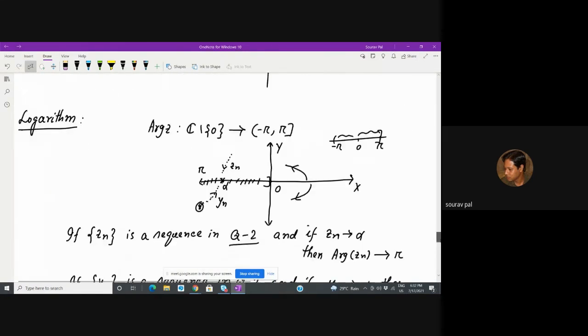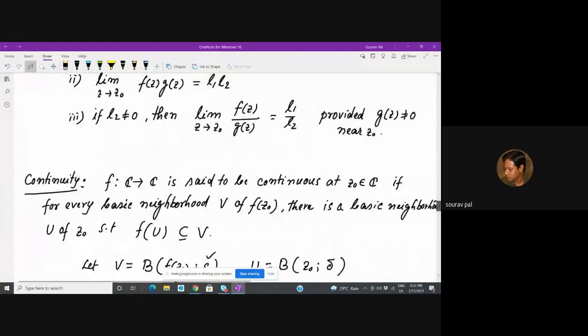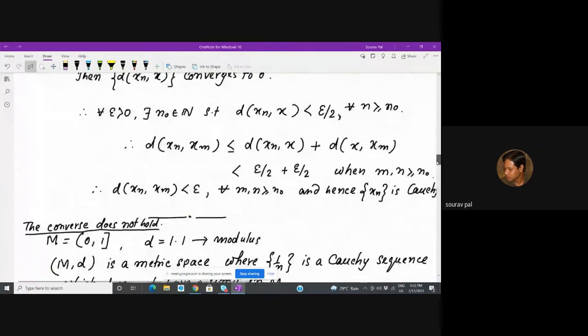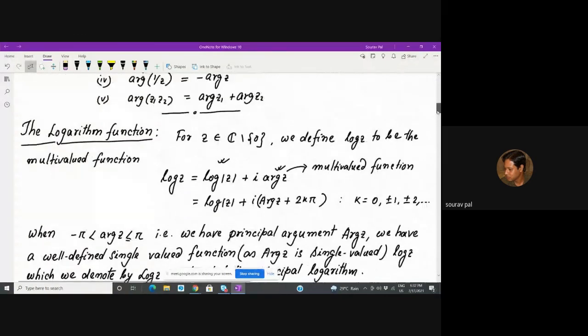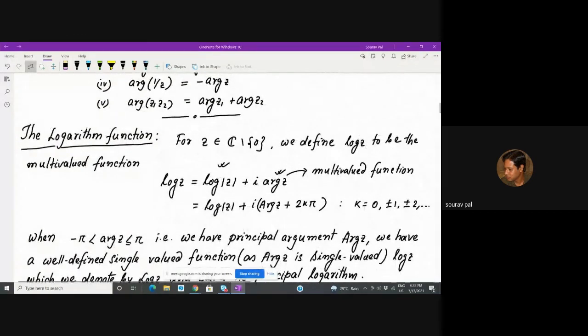If you just look at the definition of logarithm, what is that? It is defined this way, right? It is a multivalued function, but when you restrict the argument to an interval of length 2 pi, which is half open, half closed, in the real line, then it is a single valued function.